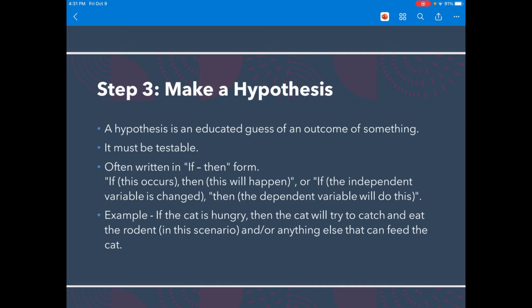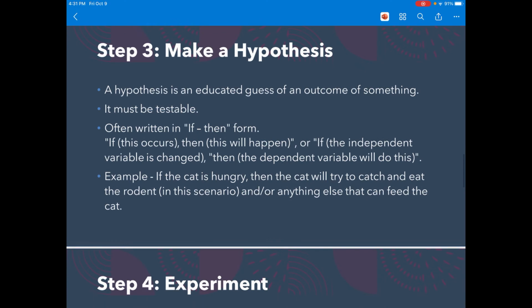Example, if the cat is hungry, then the cat will try to catch and eat the rodent in this scenario, or anything else that can feed the cat in a different scenario. Another example, if the concrete feels different from the carpet, then the concrete is harder. Makes sense. Something like that.